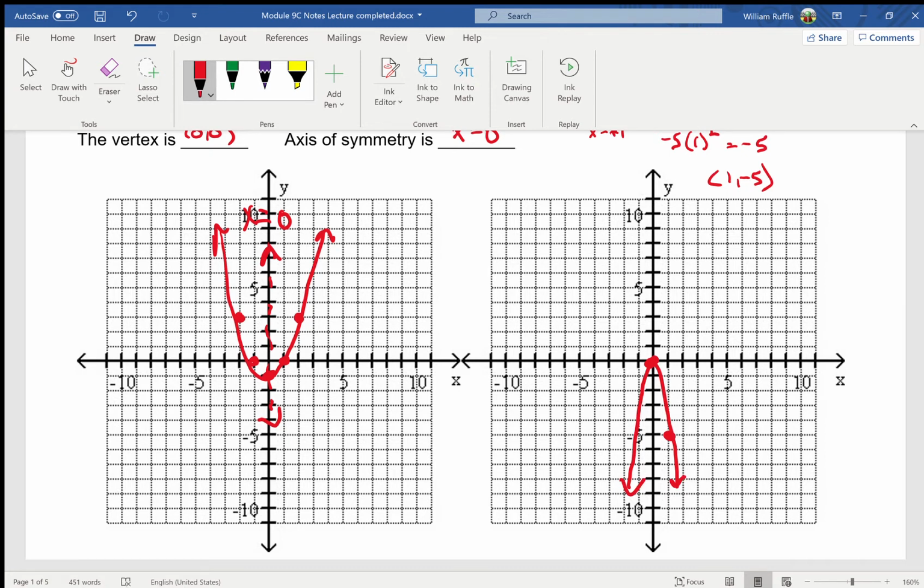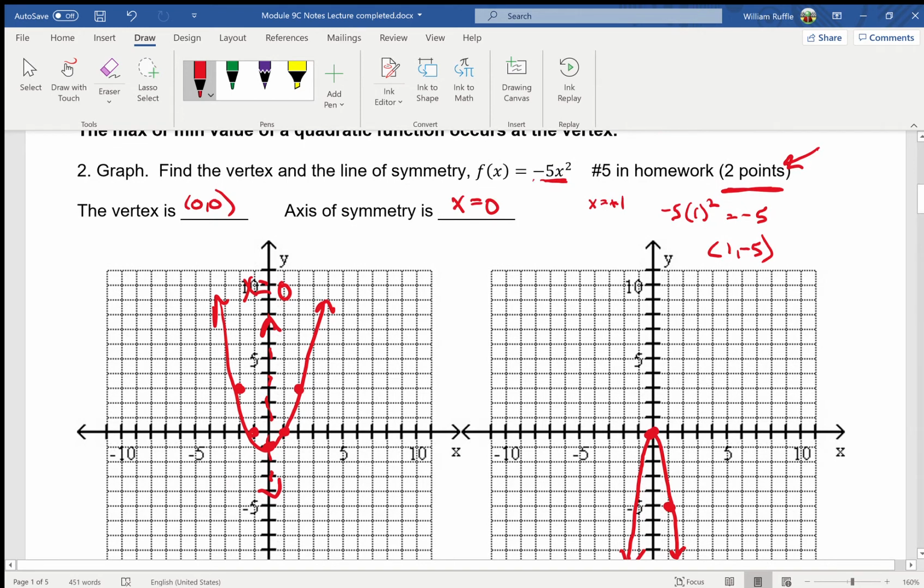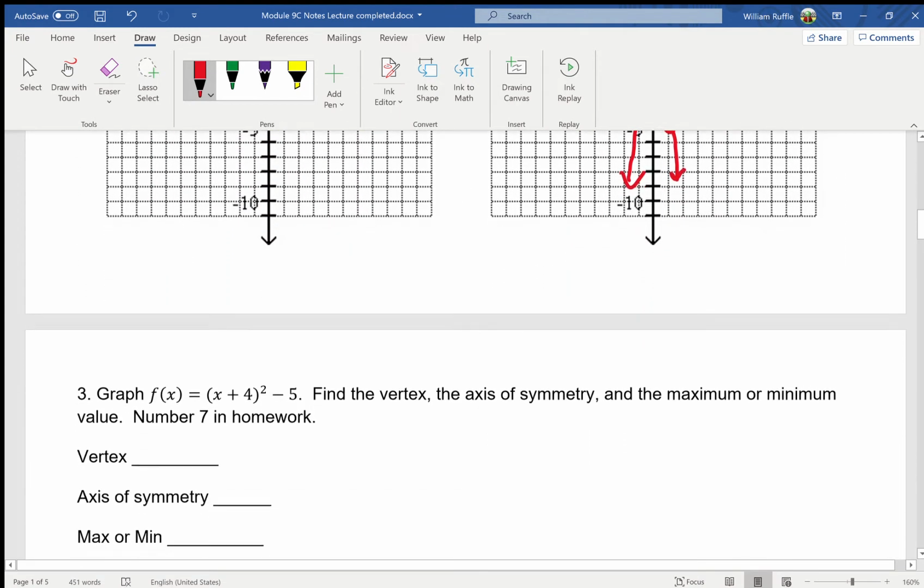But I do want you to notice this one is negative 5x squared, and the graph is pointing down. The first one was positive, and it's pointing up. So when it's pointing up, this is the lowest value, or a minimum. Here, when it's facing down, this is the highest point, so that's a maximum. We will be doing several versions of this. Let's go to the next page.